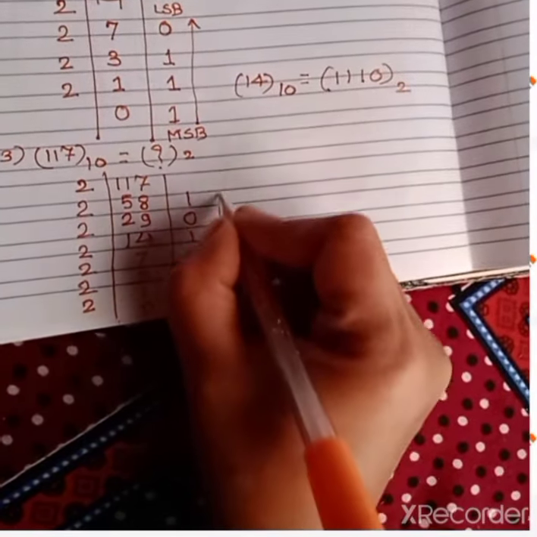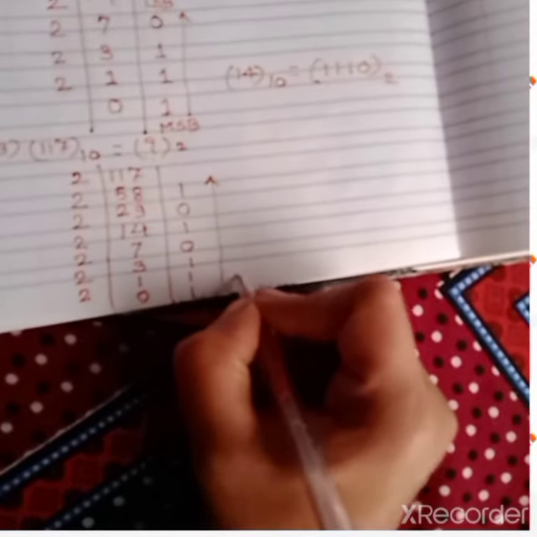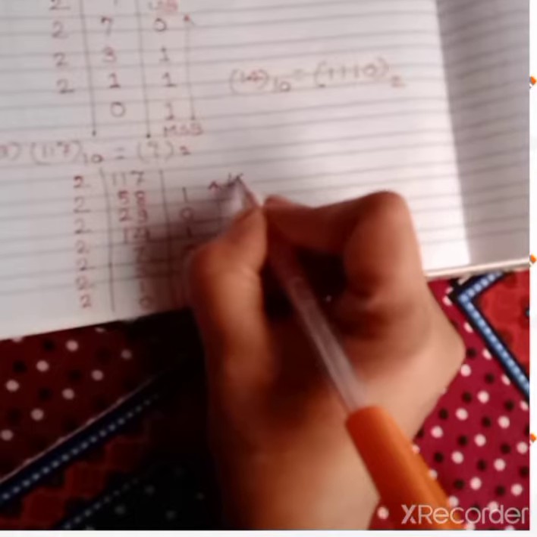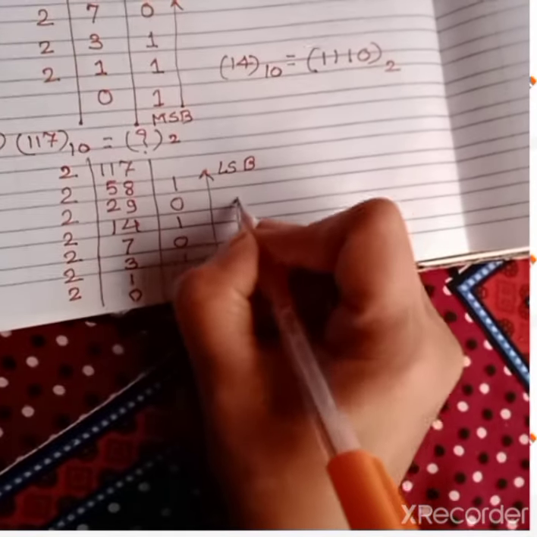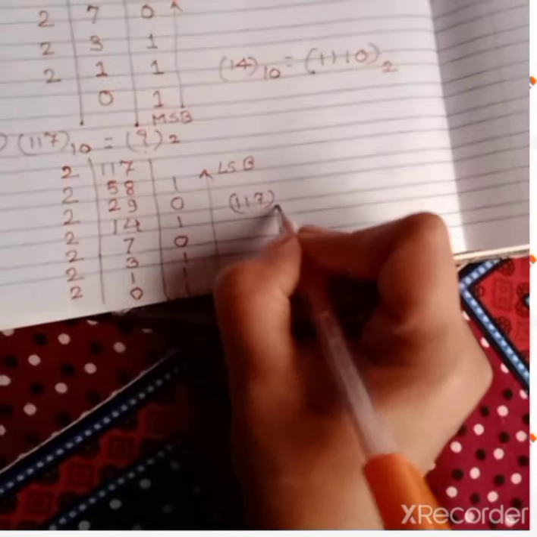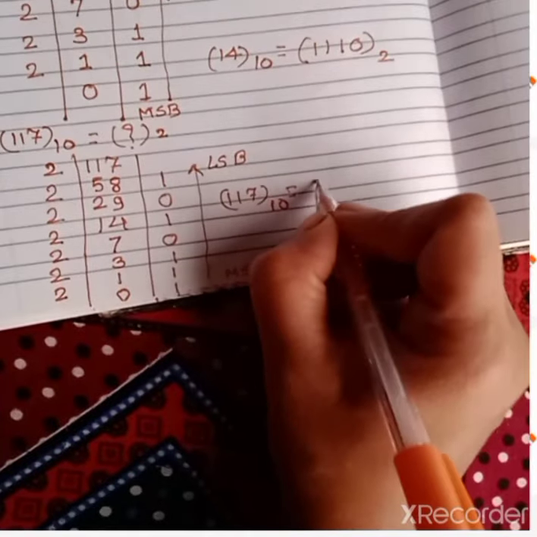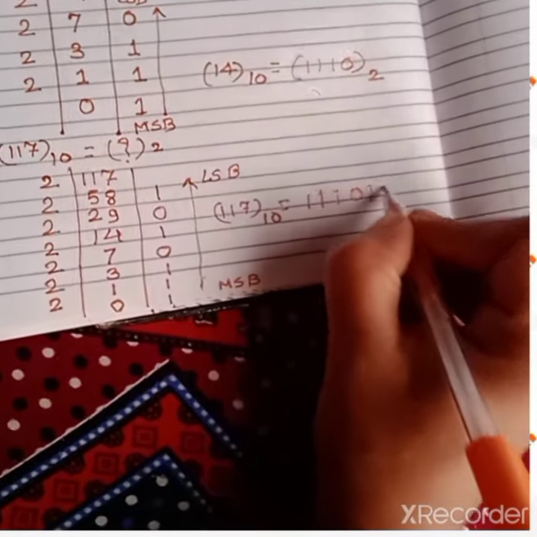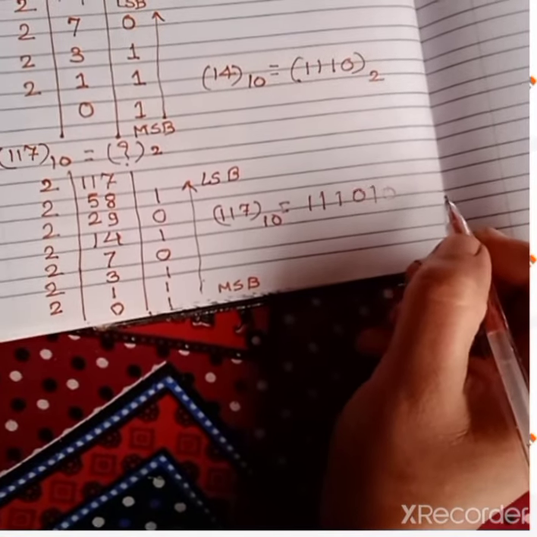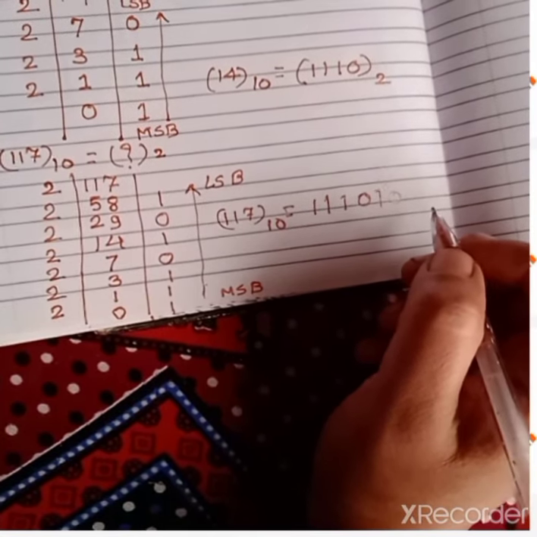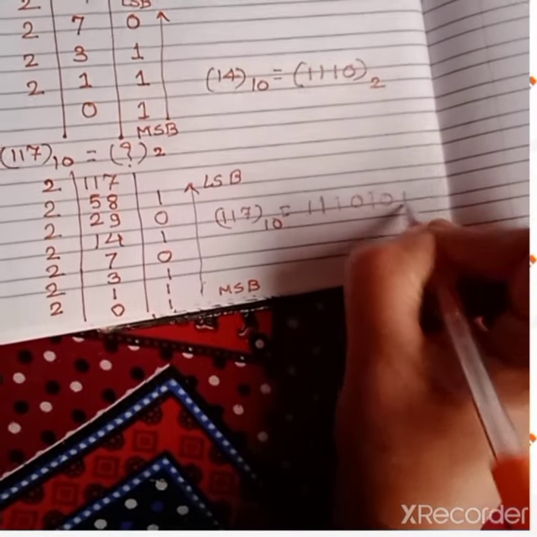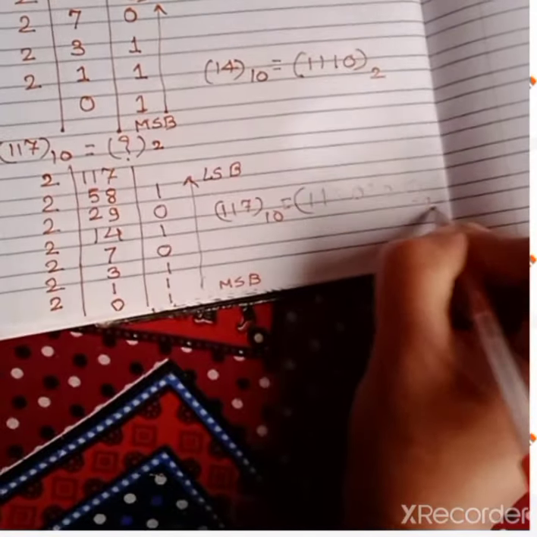So copy answer. MSB, LSB. So 117 to the base 10, answer is 1110101 to the base 2.